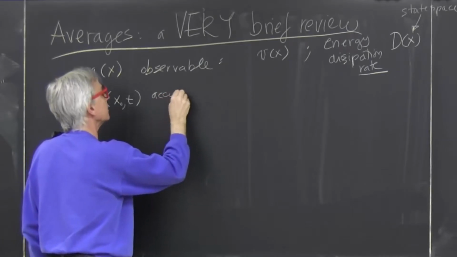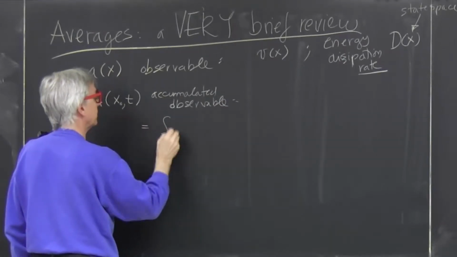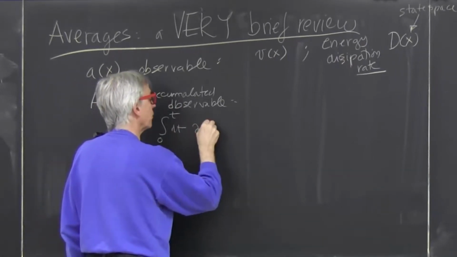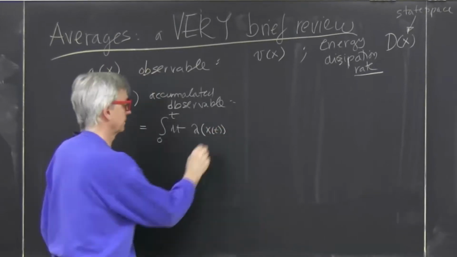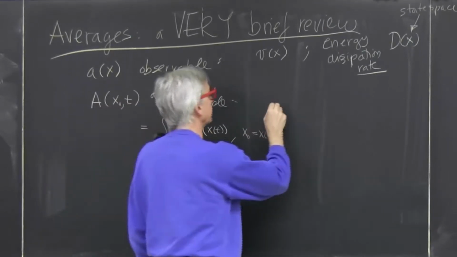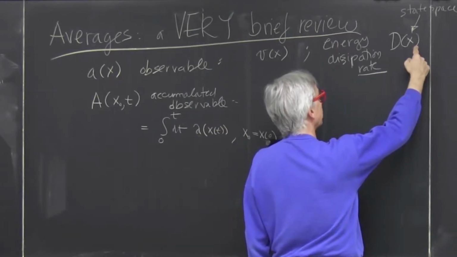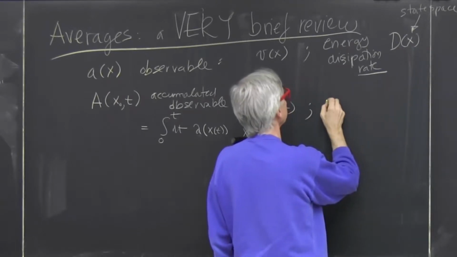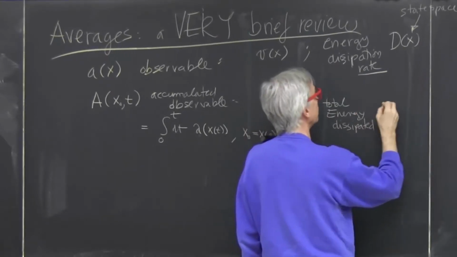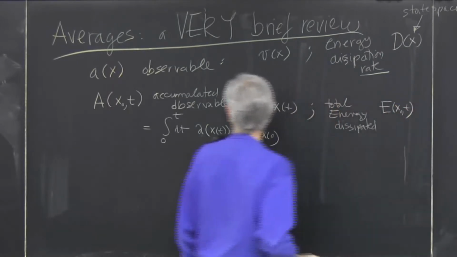Let's call it the accumulated observable, defined as an integral from time 0 to time t of the observable observed on the trajectory. Examples would be, if this is velocity, then this will be the position at time t. And if this was the instantaneous dissipation rate of the energy, then this would be the total energy loss, let's say due to the friction of a fluid, having started in some state of the fluid and gone time t, using this formula.